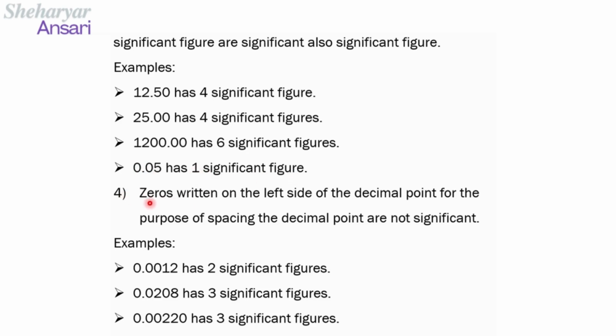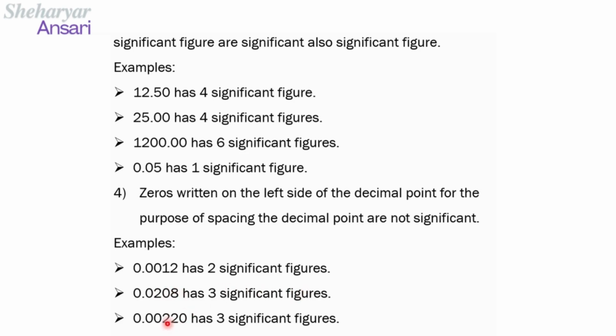Rule number 4. Zeros written on the left side of the decimal point for the purpose of spacing the decimal point are not significant figures. Means these zeros which are used for spacing, like 0.0 and 0.00, these starting zeros do not count as significant figures. So in this example, the leading zeros are not significant. 2 and 8 are significant figures, and this 0 is placed between significant figures according to rule number 2. So there are 3 significant figures.